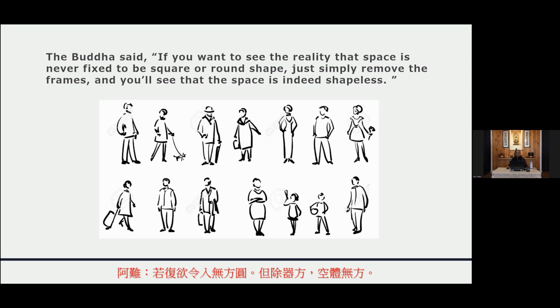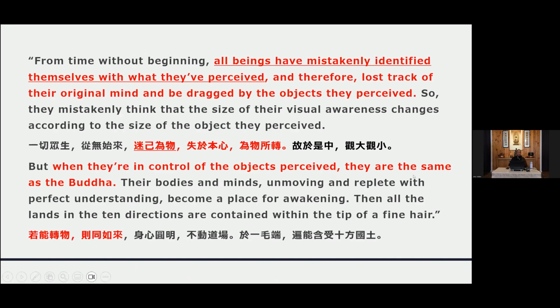And from the practice perspective, we need to practice removing all the attachments and the illusory views. Now, the Buddha concluded that from time without beginning, all beings have mistakenly identified themselves with what they perceive, and therefore lost track of their original mind and are dragged by the objects they perceive. So they mistakenly think that the size of their visual awareness changes according to the size of the object they perceive. But when they are in control of the object perceived, they are the same as the Buddha.